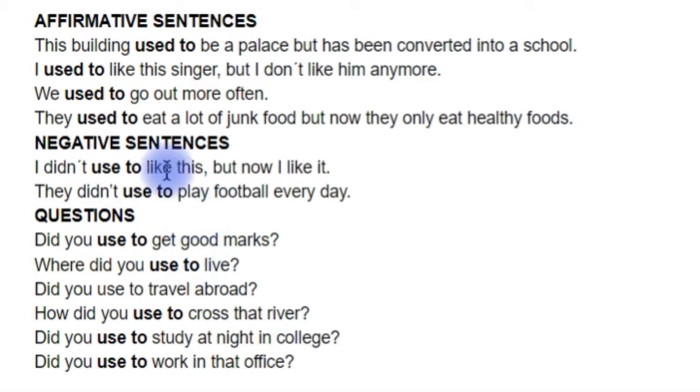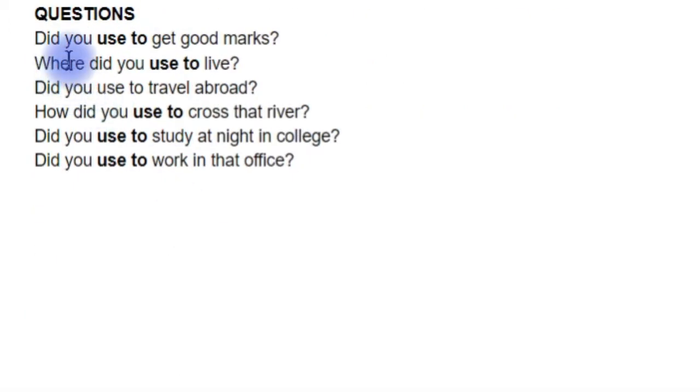And the questions, the same thing. Did you used to get good marks? ¿Solías sacar buenas notas? Or where did you used to live? ¿Dónde solías vivir? So be careful with the past. Did you used to travel abroad? How did you used to cross that river? Did you used to study at night in college? ¿Solías estudiar por la noche en la universidad? Did you used to work in that office? ¿Solías trabajar en esa oficina?